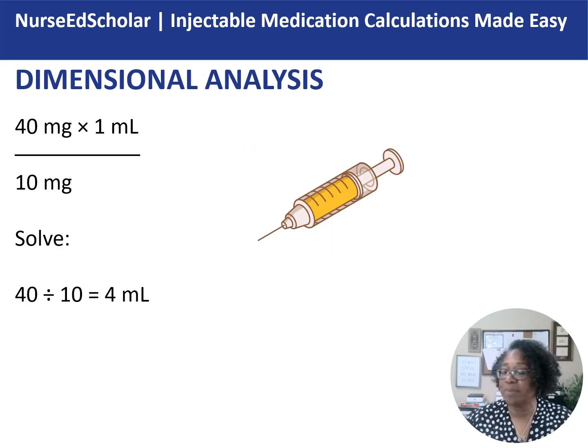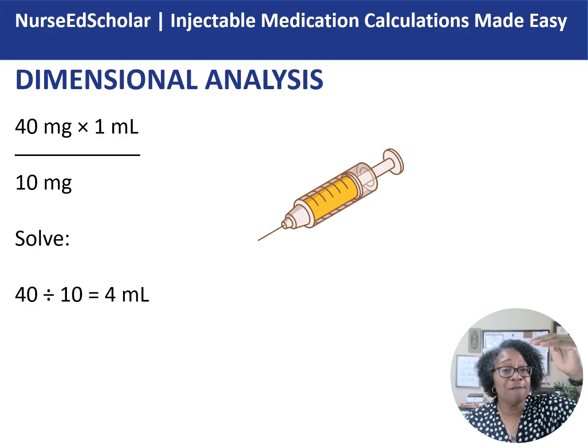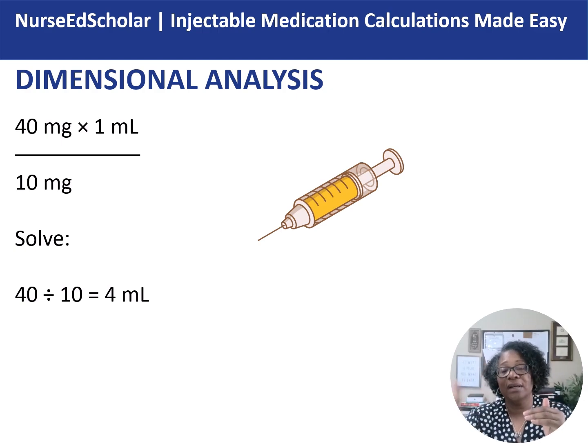And so when you set up your dimensional analysis, you're going to have what is ordered in your numerator, 40 milligrams, divided by what's available, 10 milligrams per milliliter, which will be 1 milliliter per 10 milligrams of what you have available. And when you calculate that out, it's going to give you 4 milliliters. So the nurse is going to administer 4 milliliters of furosemide IV. So let's look at a clinical judgment piece.